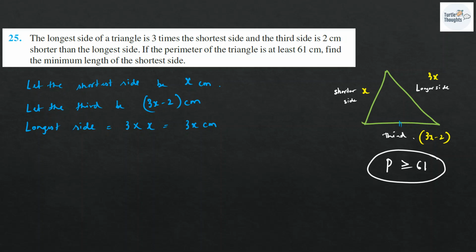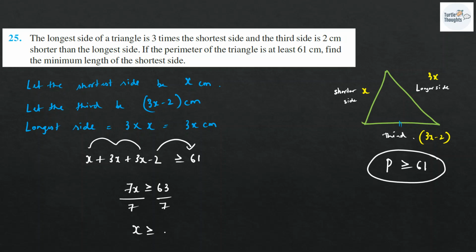Now the perimeter is nothing but the length of the boundary of a figure, isn't it? I just have to add up all of them. x plus 3x plus 3x minus 2 should be greater than or equal to 61. Transfer 2 to the other side, so it becomes 63. Add up all of them, it is going to be 7x. 7x is going to be greater than or equal to 63. Dividing both sides by 7, you have the value of x, which is 9. So the minimum length of the shortest side should be 9 centimeters, and this is going to be your final answer.